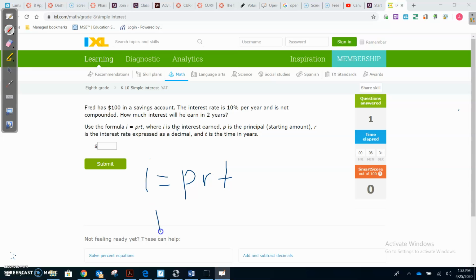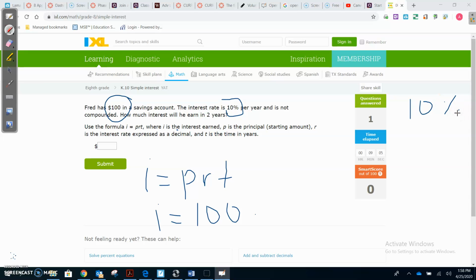So the interest that he will earn on this account is, he's starting out, his principal is $100. So we're going to write 100 for our P times, now we need to talk about the rate, and they tell us right here that the interest rate is 10%. If you don't have a fancy calculator, you might not be able to just plug 10% into it. So let's revisit how to change a percentage into a decimal. Over here, I'm going to write our 10%.